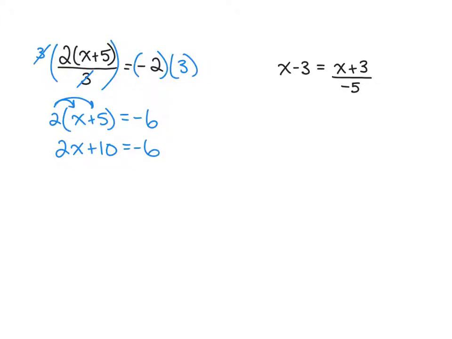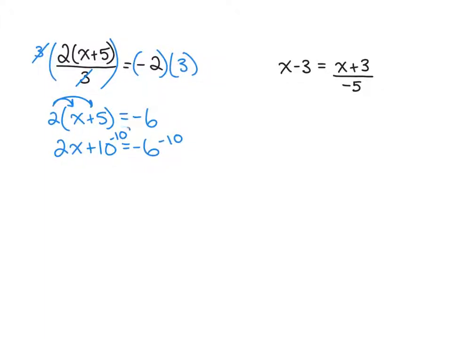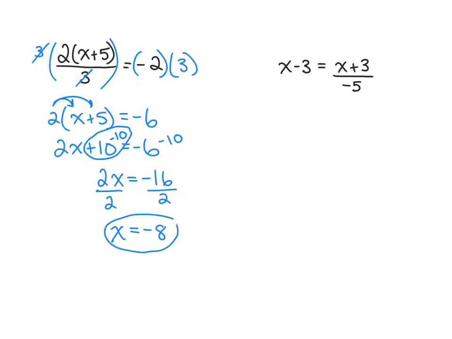Now I need to isolate x, so I want to get rid of my positive 10 here. So I'm going to subtract 10 from both sides, because I know that 10 minus 10 is nothing. So I'm just left with 2x equals negative 6 take away 10, which is negative 16. And finally, I have 2 times x, but I only want an x. So I have to do the inverse operation of multiplying, which is dividing. So both sides have to get divided by 2. And 2 divided by 2 is just 1, so that's just an x. And negative 16 divided by 2 is negative 8. Final answer.